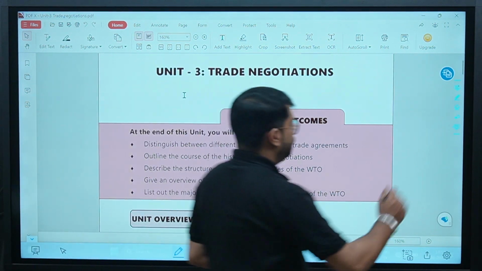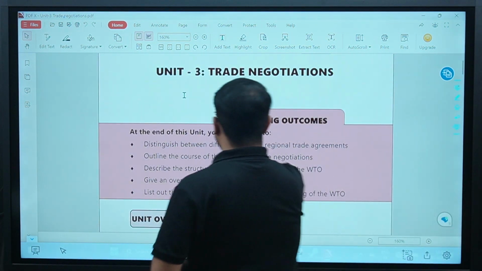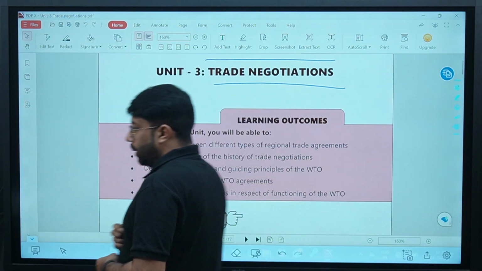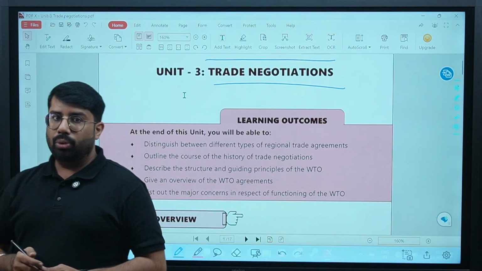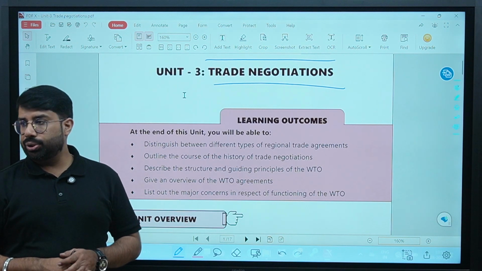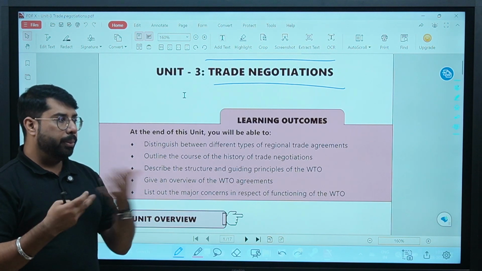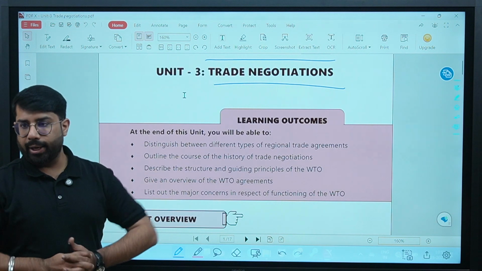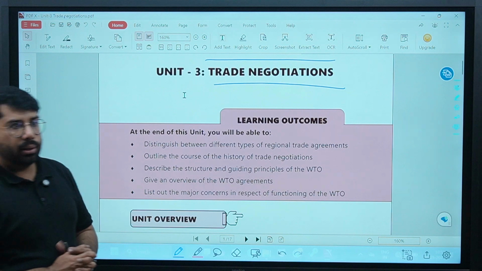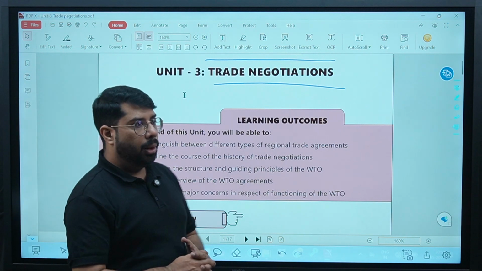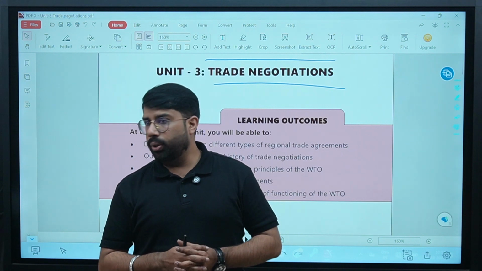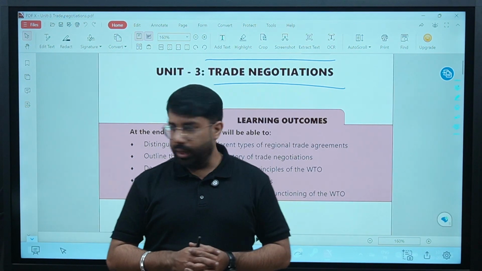Next unit is unit 3, that is trade negotiations. Basically here we are going to understand some agreements on the basis of which two countries will negotiate with each other in terms of international trading. Right? They will decide the terms and conditions in a way to increase their trade, or whenever they want they can restrict the trade. Okay?